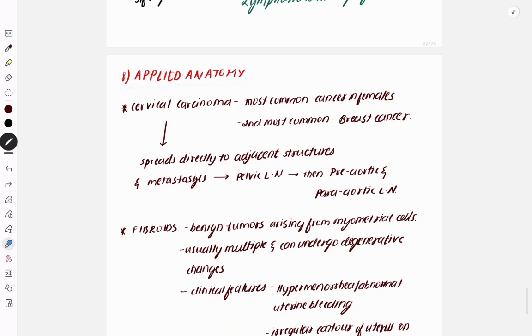Lastly, coming on to the applied anatomy of the uterus. First of all, cervical carcinoma, because cervix is a part of the uterus itself. Cervical carcinoma is one of the most common cancers in the females, and the second most common cancer in the females is the breast cancers.